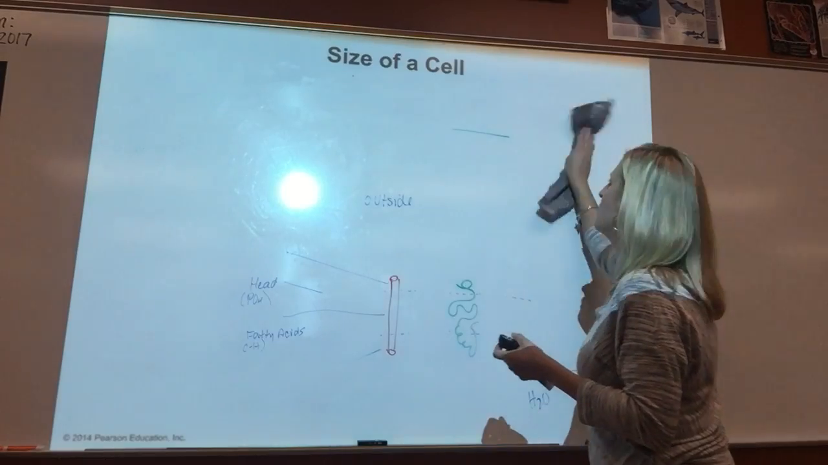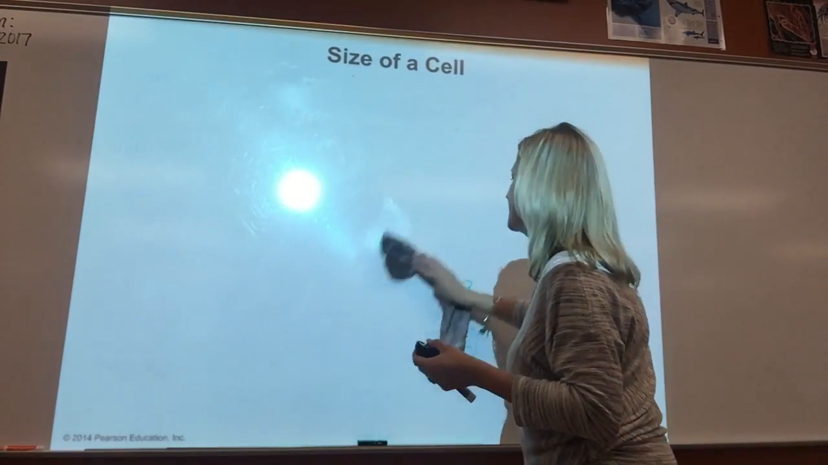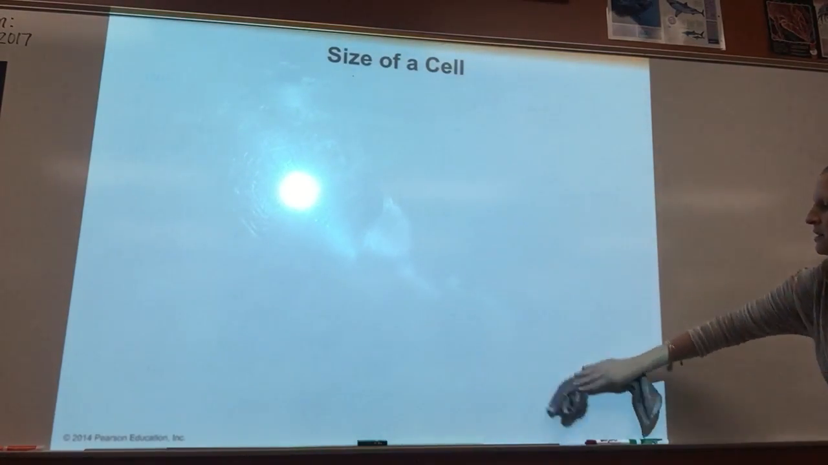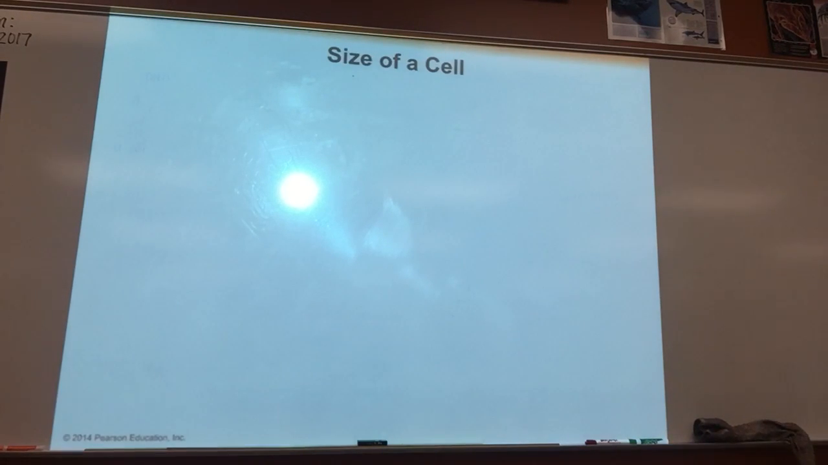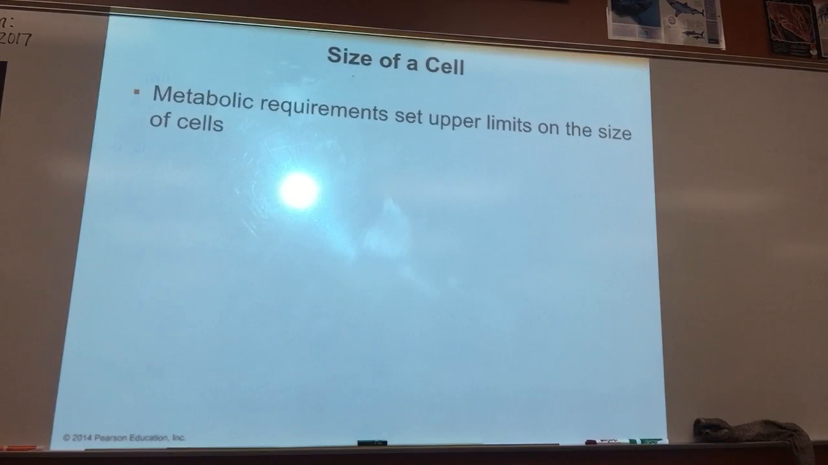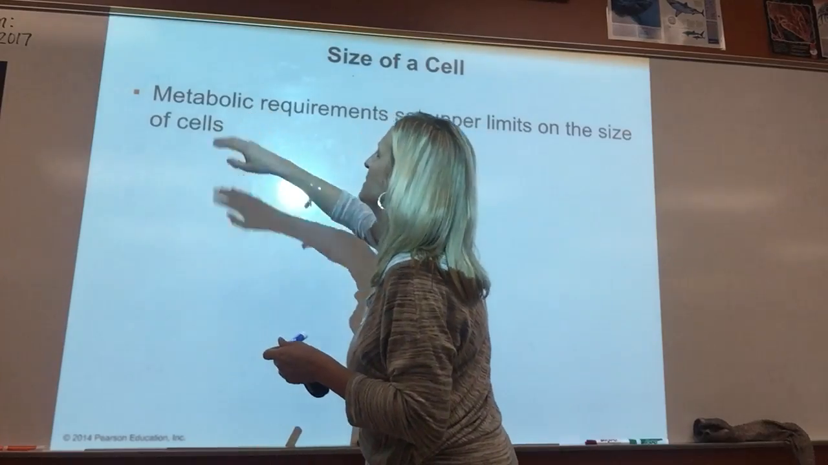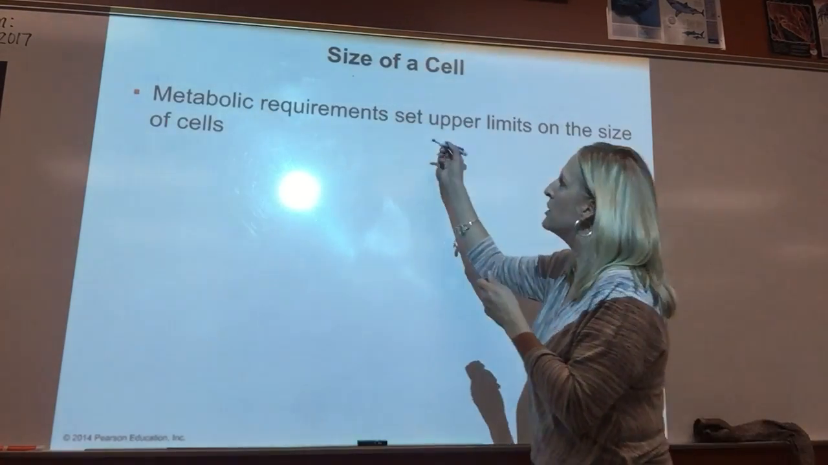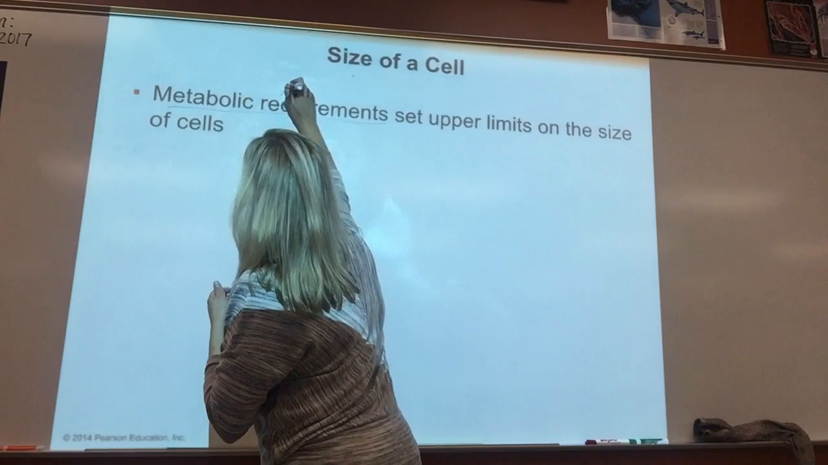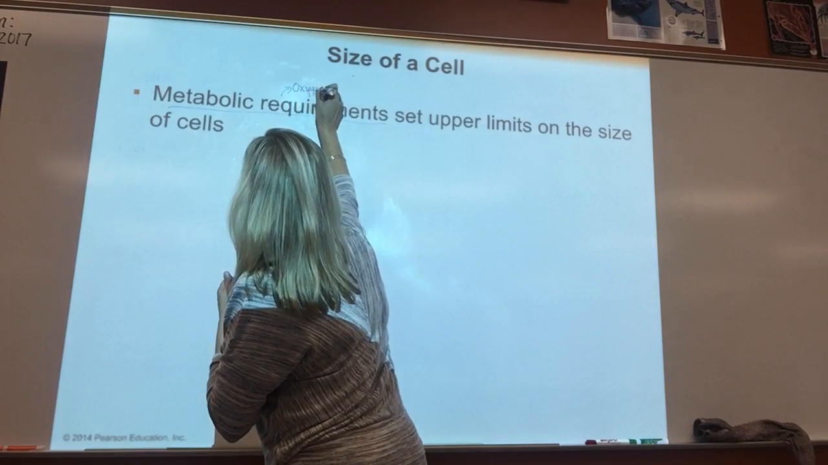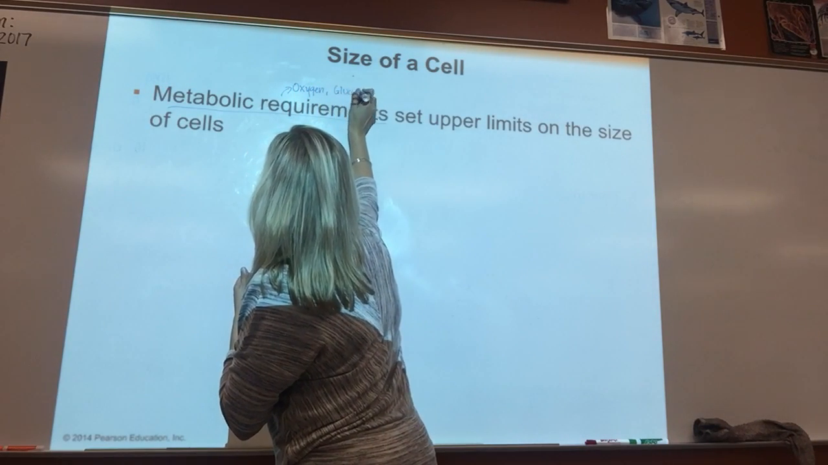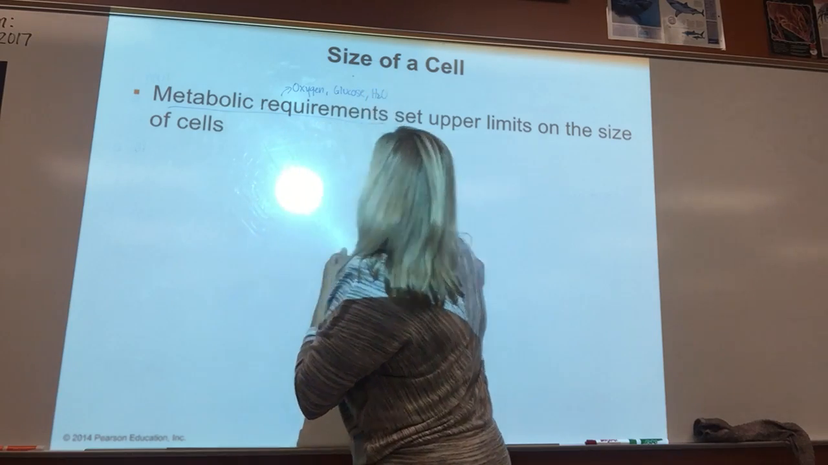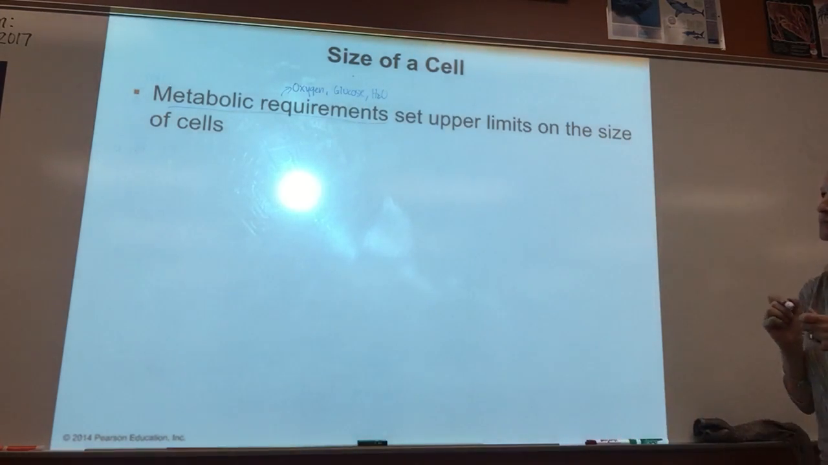So let's look at now the size of cells. We just looked at that cells are really small, and let's look at why that is. So it says metabolic requirements. So these are things the cell needs to survive. So what would be a metabolic requirement? That's like oxygen, glucose, all right, things that are needed, water. These set upper limits on the size of cells.